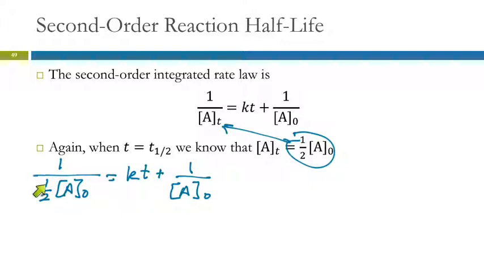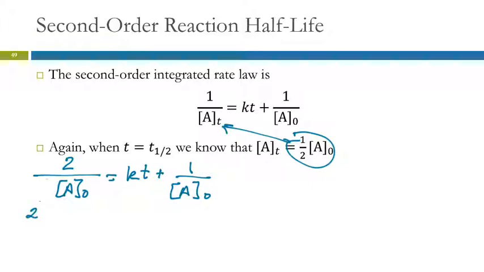So 1 over 1/2 is the same as 2. I'm going to take that upside down fraction and straighten it out. I just simplified that term. Now what we want to do is separate t from everybody else. Here we've got multiplication and addition, and so we need to straighten those out first. We can combine like terms. We have 1 over A0, and here we have 2 over A0. So I'm going to subtract 1 over A0 from both sides.